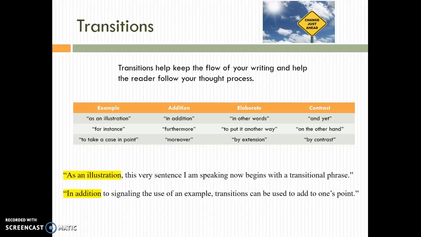To help move your writing from one place to another, keywords and phrases can be used as a signaling mechanism to tell the reader what your intent is. As an illustration, this very sentence I am speaking now begins with a transitional phrase. By stating "as an illustration," I was signaling to you that I am providing a real life example of the topic I just described. In addition to signaling the use of an example, transitions can be used to add to one's point. I just used the transition "in addition" to do so just now.